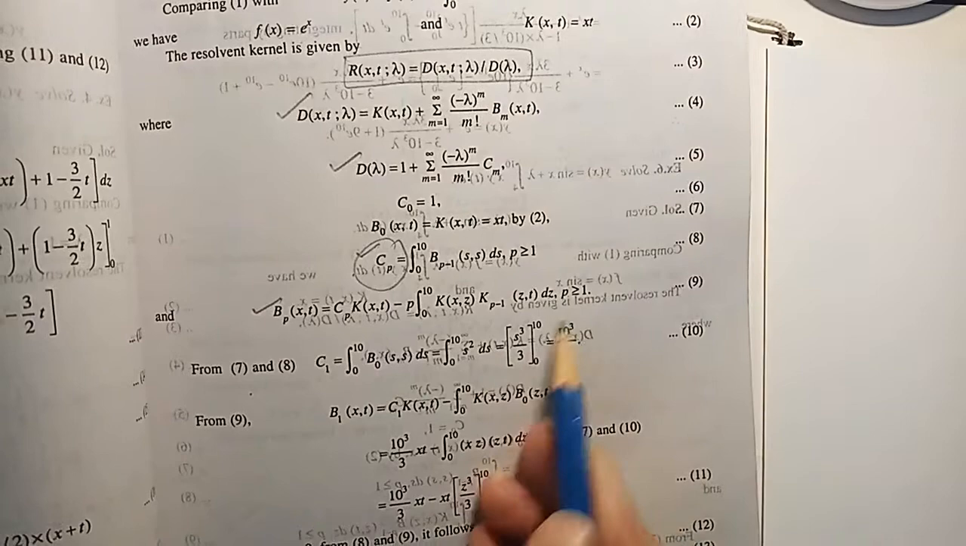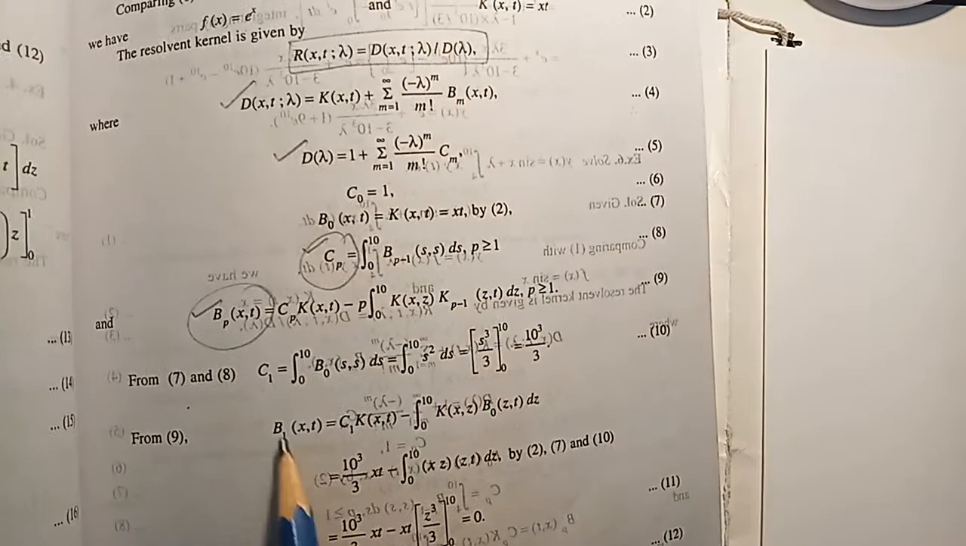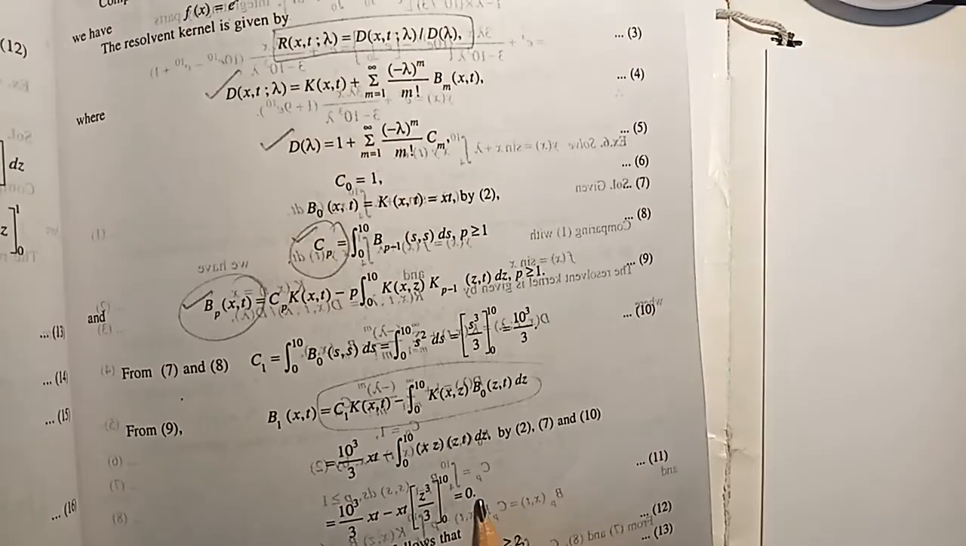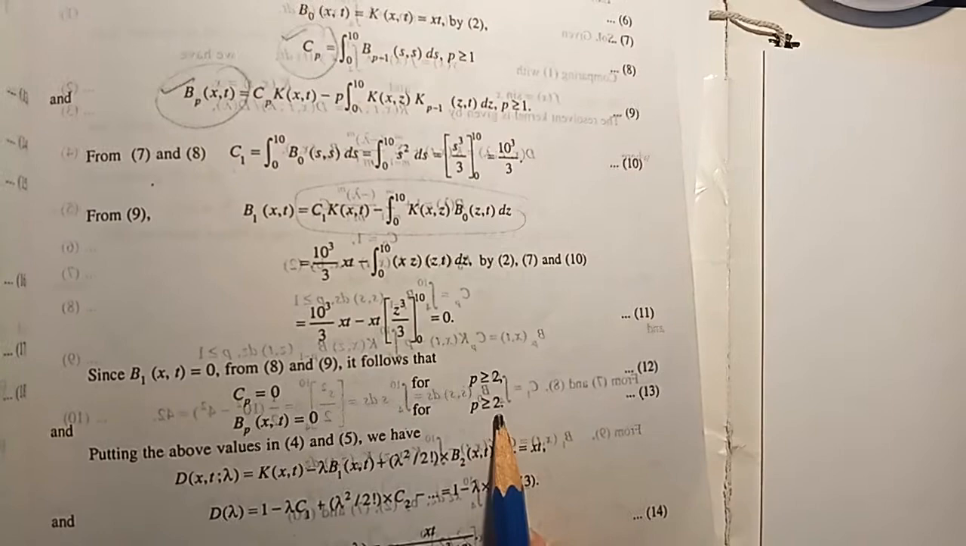Now we are going to find B1 of xt. Here is the formula of Bp. So put the p as 1. So B1 of xt will be this formula. Just plug in the values, integrate it and simplify. So you can see that Cp's are all zeros for p greater than or equal to 2, and Bp's are all 0 for p greater than or equal to 2.